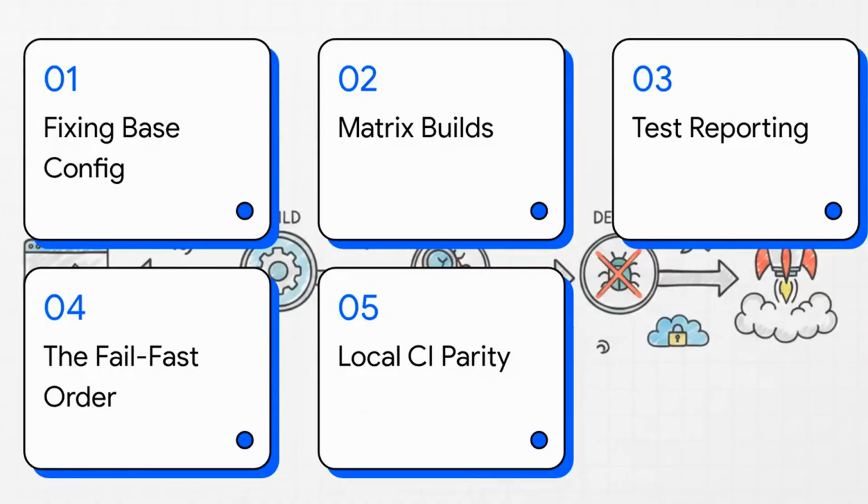So here's our roadmap for today's explainer. We're going step by step to lock down your CI, fixing base configuration, speeding up matrix builds, test reporting, the fail-fast order, and local CI parity.